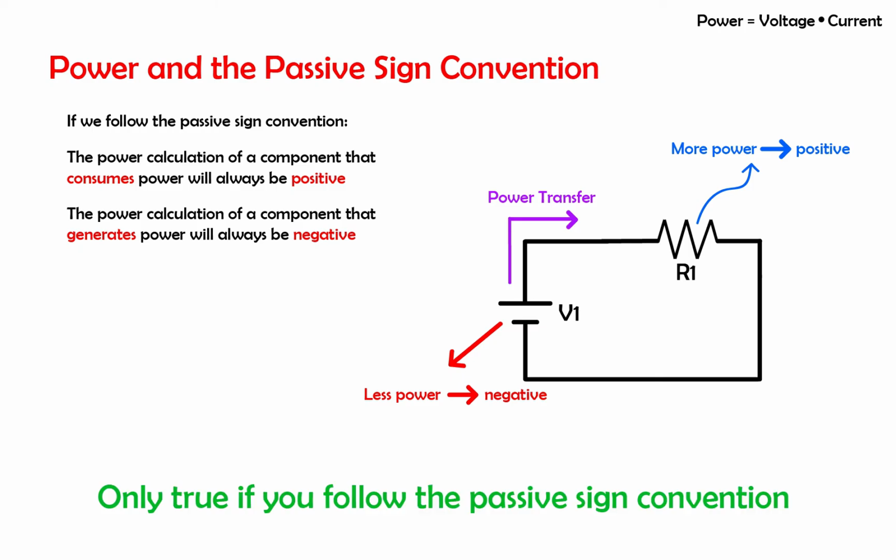This is only true if you follow the passive sign convention. If you decide to change the sign of current in the convention, then you must ensure that you understand how that change affects the sign of power and all other electrical parameters.